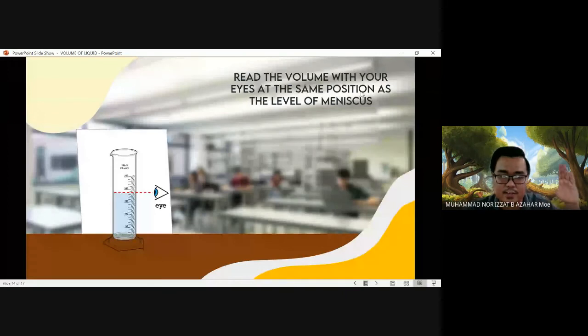That's why the first step is very important. If we don't put the measuring cylinder on a flat surface, the meniscus might be tilted, and when it is tilted, the reading is not accurate. So from the first step, we need to make sure it is on a flat surface, so that we get the accurate reading.